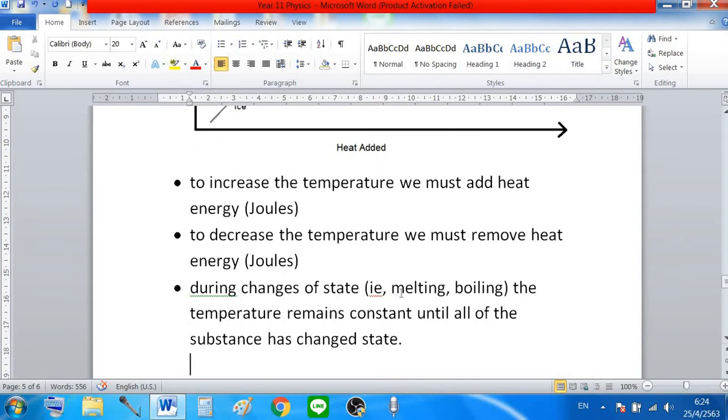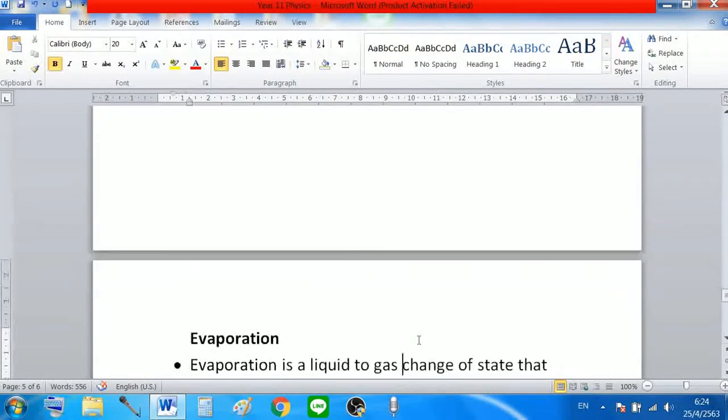During changes of state, for example, melting and boiling, the temperature remains constant until all of the substance has changed state, as we can see from that graph.